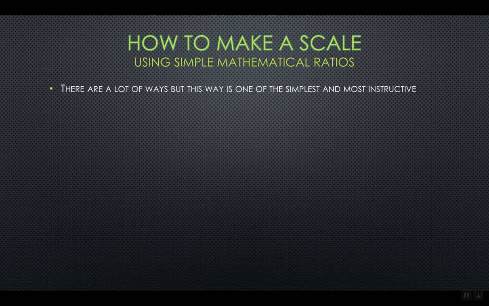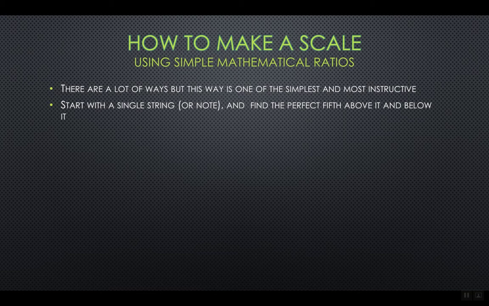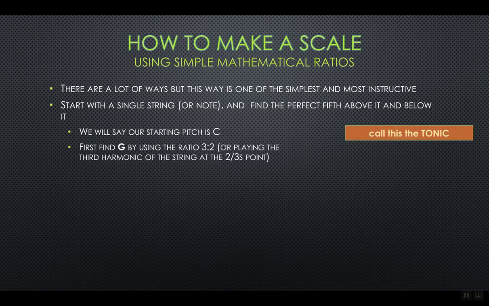Okay. So let's say we want to make a scale using this basic idea. There's lots of ways to do this, but I'm going to use this one way that is the simplest, I think, and the most instructive. So we're going to start with a single string or a single note, doesn't matter. And we're going to find the perfect fifth above it and below it. So we're going to say our starting pitch is a C. We're going to call this the tonic. Then we're going to find a G above the C. So a perfect fifth above C would be G.